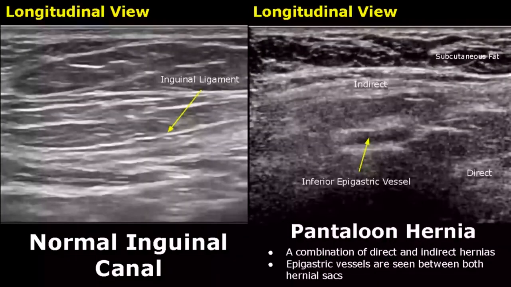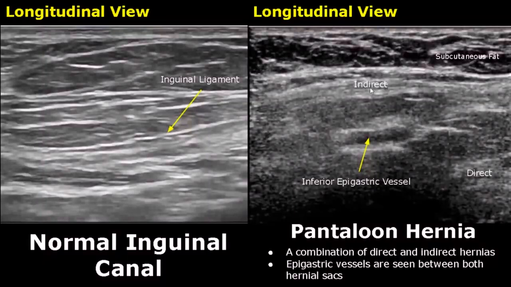A pantaloon hernia is a combination of direct and indirect hernia. The indirect hernia is seen superior and anterior to the epigastric vessel, and the direct hernia is seen inferior and posterior to the epigastric vessel. It is difficult to diagnose it on ultrasound. The epigastric vessels are seen between both hernial sacs.